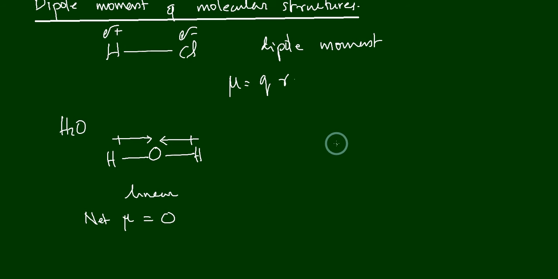Okay, and now we can consider another possibility, that is a bent structure. Bent structure HOH. Okay, this is a bent structure, and here also the two OH bonds are acting as electric dipoles. The direction of the electric dipole is from positive to negative. And what will be the net dipole moment here? The net dipole moment here will be the vector sum of these two dipoles. The vector sum will be in this direction. And it means that if the water molecule has a bent structure, there will be a net dipole moment. So you should expect that there should be some dipole moment.